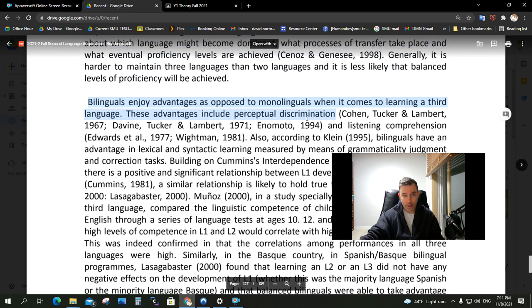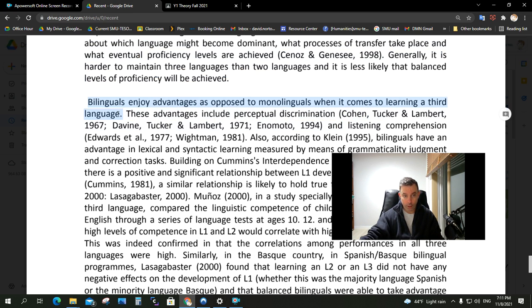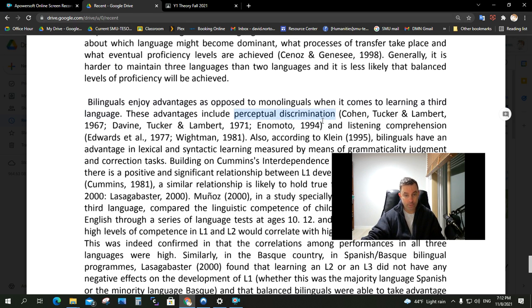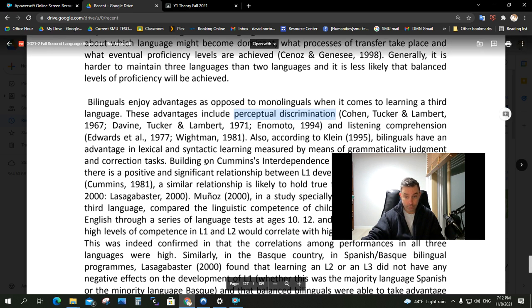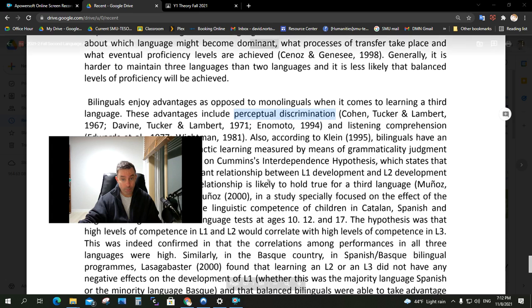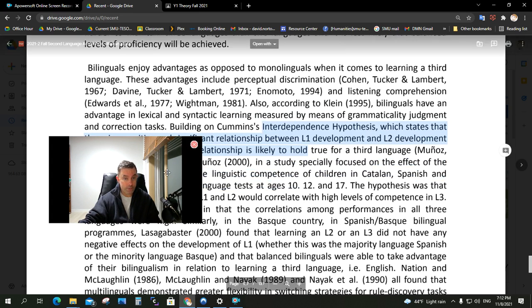So bilinguals enjoy advantages as opposed to monolinguals when it comes to learning a third language. This makes sense, right? The more experience you have with learning language, the easier it is to pick up a new one. I mean, you might see similarities with your second language, or grammatical concepts that exist in your L2, you now see in L3. That's going to help you out, of course. Things like perceptual discrimination, so how they discriminate between perceptions of things, whether that's a grammatical expression of perception, or listening comprehension, of course, is going to be better.